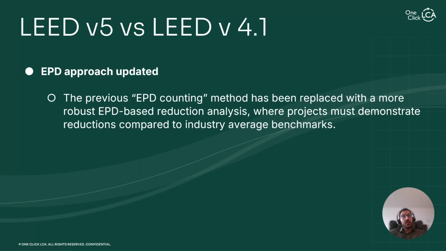The EPD approach has been updated as well. Before, it was probably just, for example, using 20 EPDs from 5 different manufacturers, and that was it. You would get some credits, but now it's a comparison. You use the EPDs, and then you need to compare them with average values for the GWP to be able to achieve the credits. So it's not just about using the EPD. It's also about comparing how green the material is that you're going to use, and its EPD.